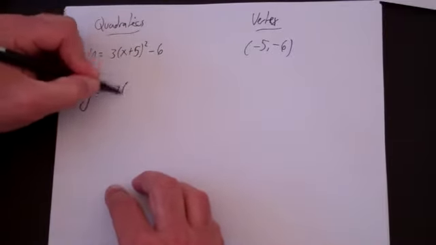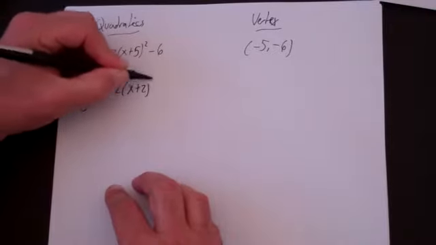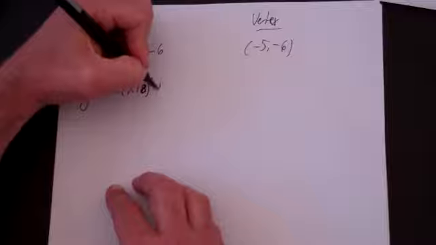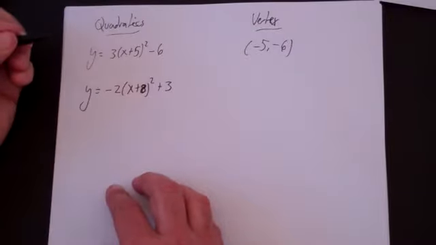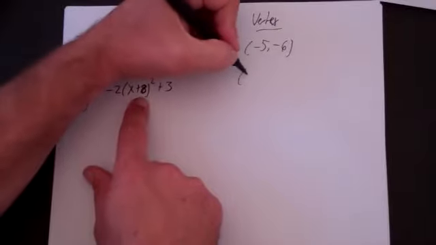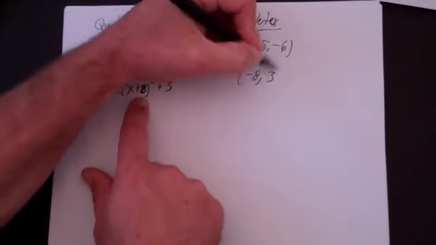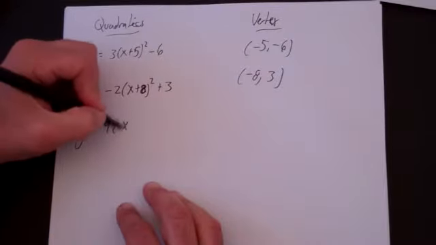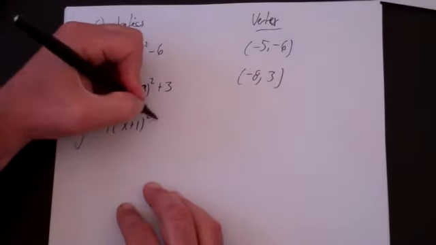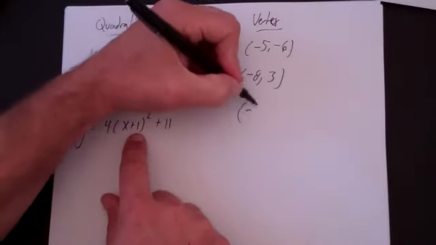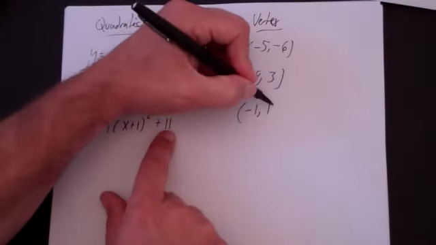Y is equal to minus 2 (x plus 8) squared plus 3. The vertex is simply (minus 8, 3). Y is equal to 4(x plus 1) squared plus 11. Vertex (minus 1, positive 11).